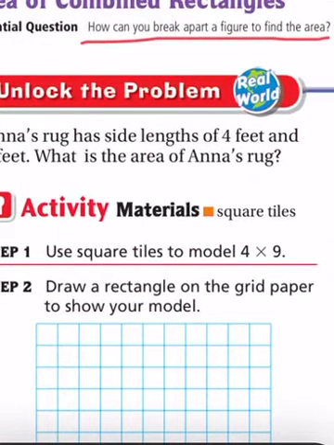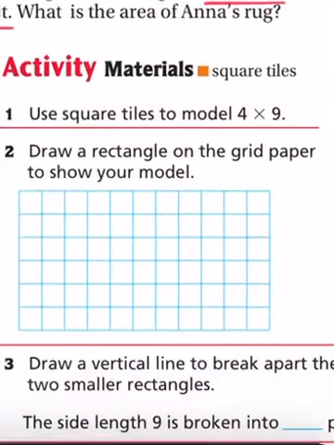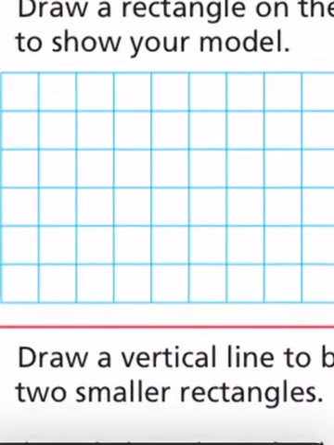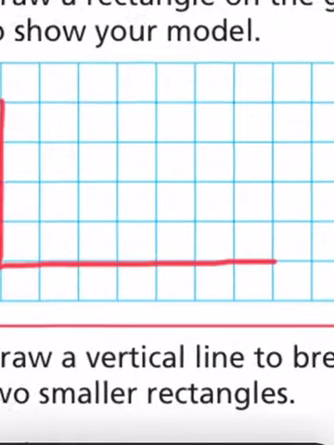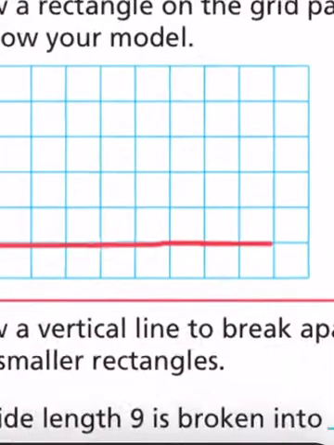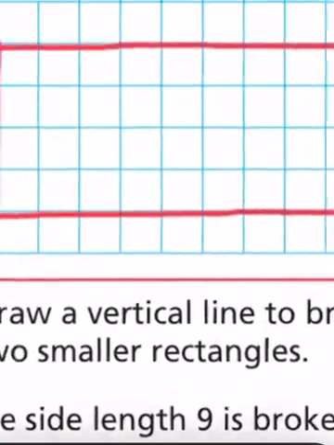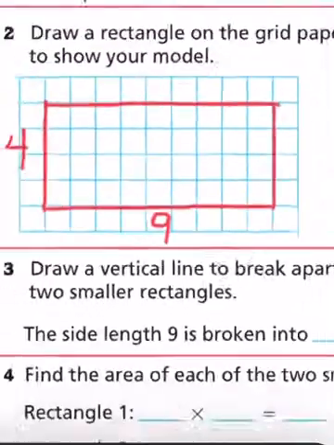Unlock the problem. Anna's rug has side lengths of 4 feet and 9 feet. What is the area of Anna's rug? So one strategy we can use here is to use square tiles to model a 4 by 9. So I'm going to draw that 4 by 9. 1, 2, 3, 4. Now I have to go across 9. 1, 2, 3, 4, 5, 6, 7, 8, 9. All right, now finish up my rectangle here. Okay, so this side is 4, and that side is 9.